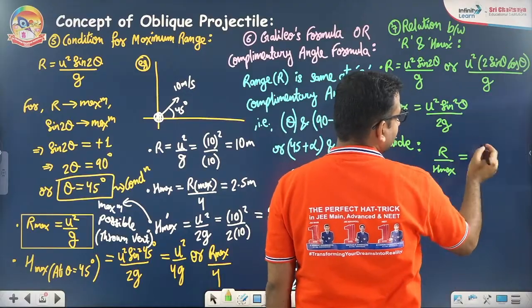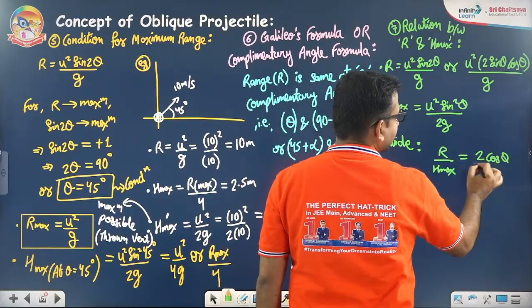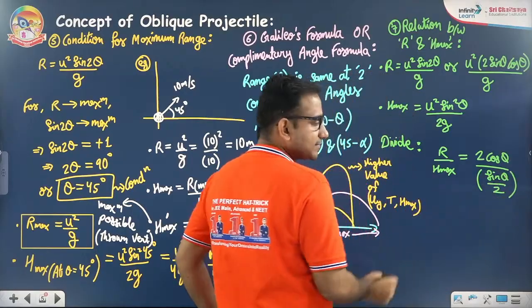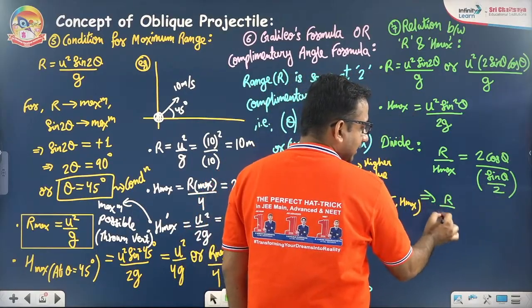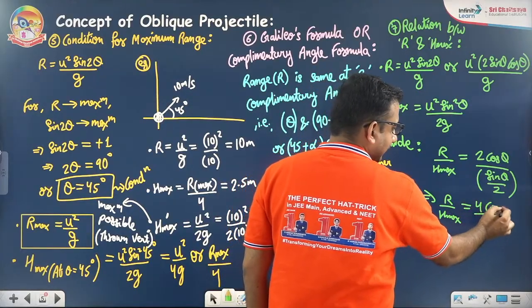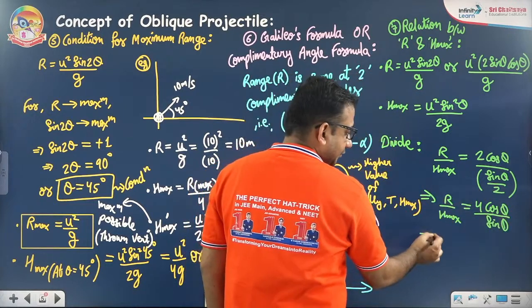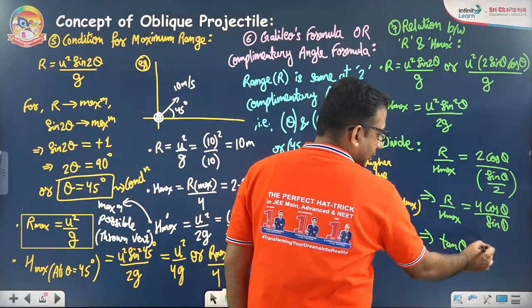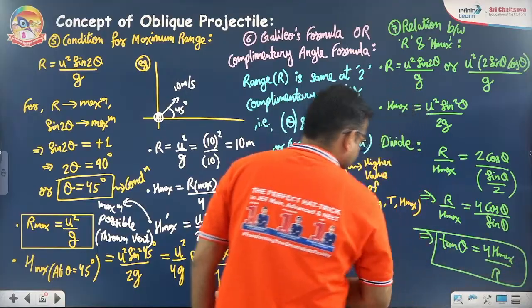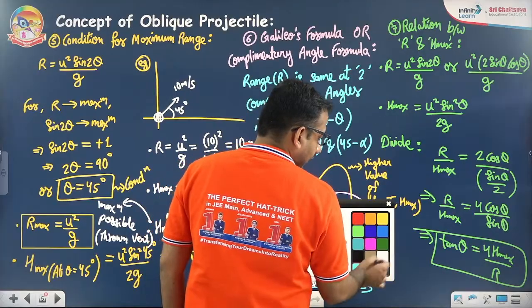A single sine will be cancelled. You'll get 2 cos theta, and in the denominator you have sine theta by 2. So R by Hmax is equal to 4 cos theta by sine theta. But sine by cos is tan. So tan theta will be equal to 4 Hmax by R.